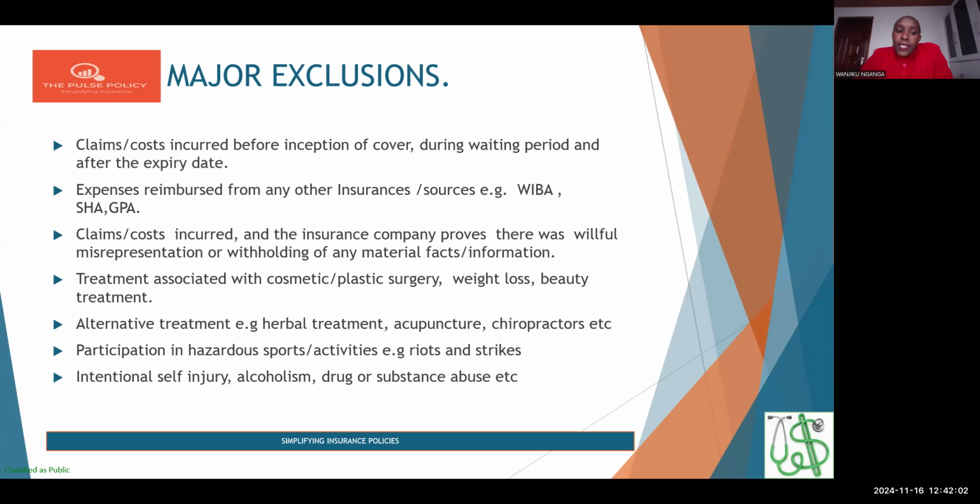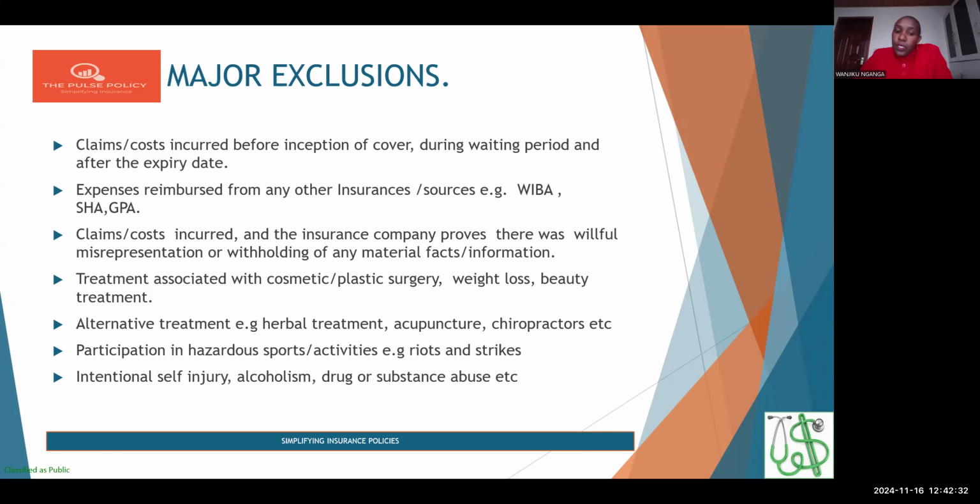Most medical covers are not going to cover cosmetic or plastic surgery. They're not going to cover weight loss. They're not going to cover beauty treatment. So if you feel like you need to improve your looks, that is not going to be covered by your medical insurance. Alternative treatments like herbal treatments, acupuncture, chiropractors, all those, are not going to be covered by the insurance medical cover.